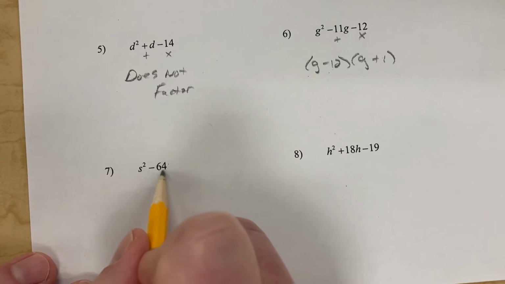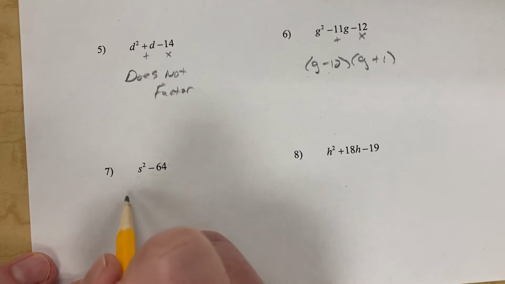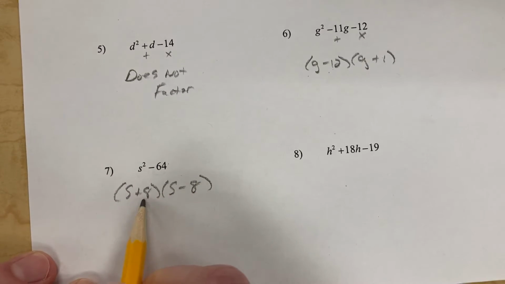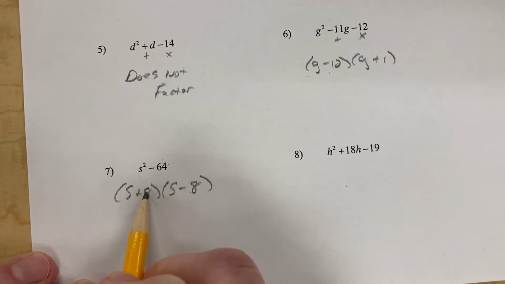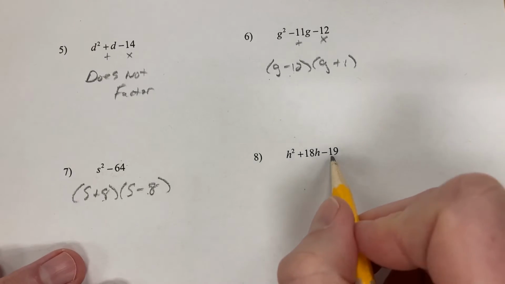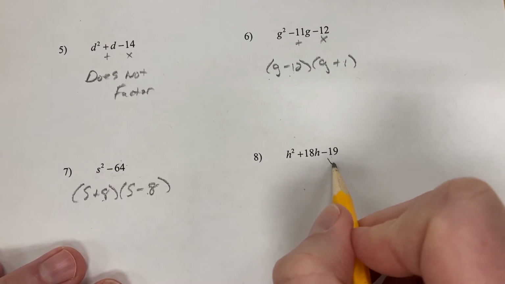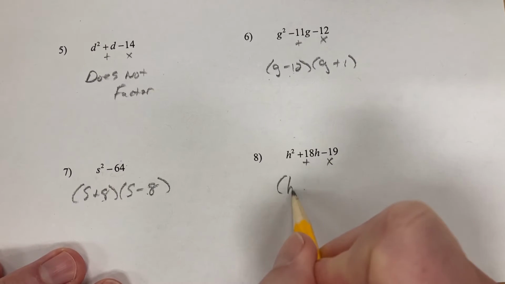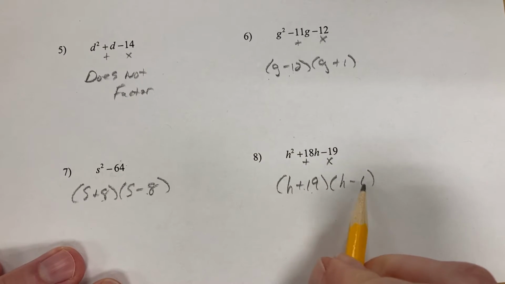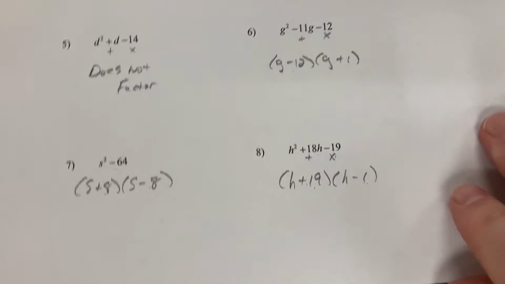Here I'm looking for 2 numbers that multiply to equal negative 64, add to equal 0. That would be 8 and negative 8. 8 times negative 8 is negative 64. 8 plus negative 8 is 0. Number 8, looking for 2 numbers that multiply to equal negative 19 and add to equal 18. That's 19 and negative 1. 19 times negative 1 is negative 19. 19 plus negative 1 is 18.